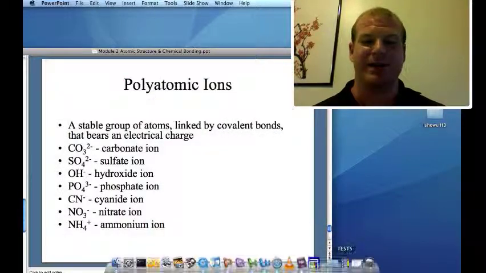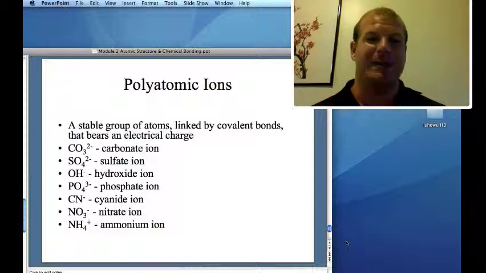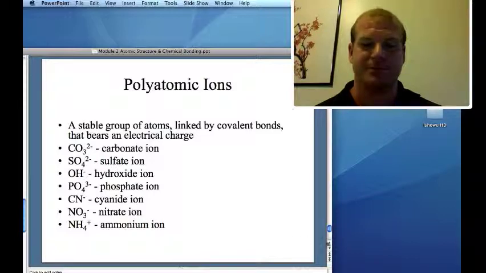And then polyatomic ions, versus a monatomic ion. When you're in a monogamous relationship, you see one person. A polygamous person sees 2 or more people. So polyatomic means many atom ions. You have a group of atoms, and they link together, and they share a charge. And so here are some common ones here.